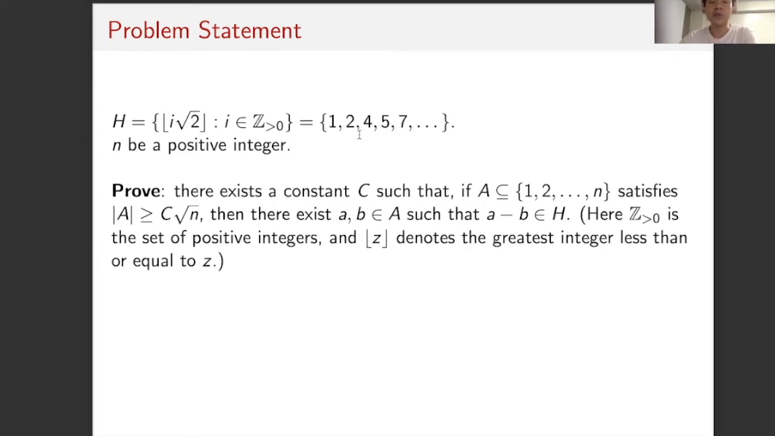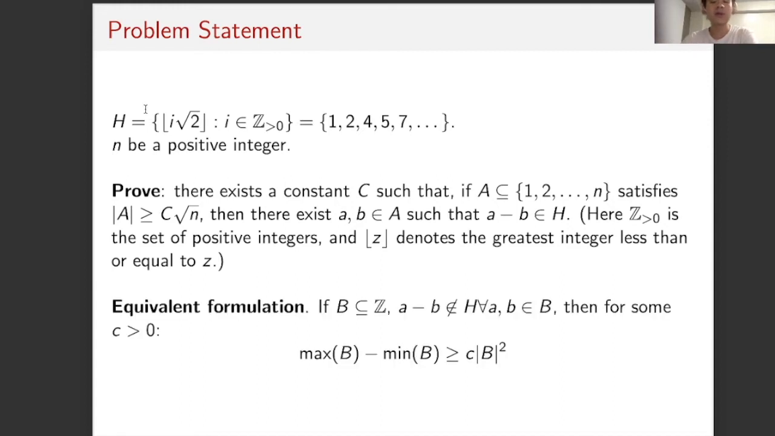The statement is pretty simple. There is a constant C such that for any subset A of 1, 2, 3 all the way to n, such that the size of A is at least C times square root n, there is a small b in the set A, such that A minus B is in this set H.